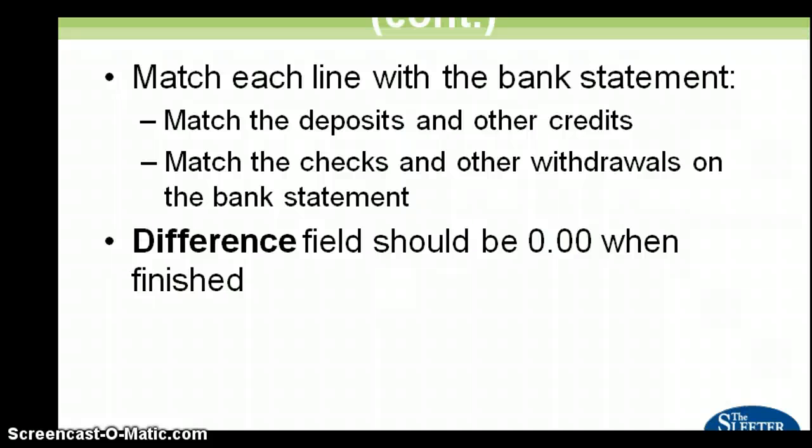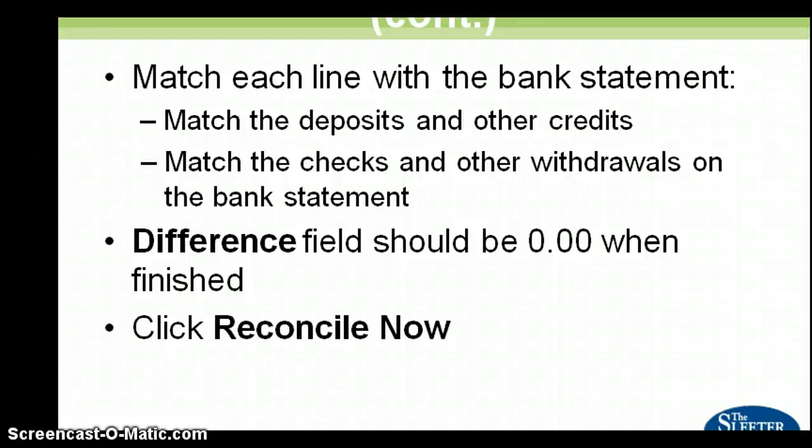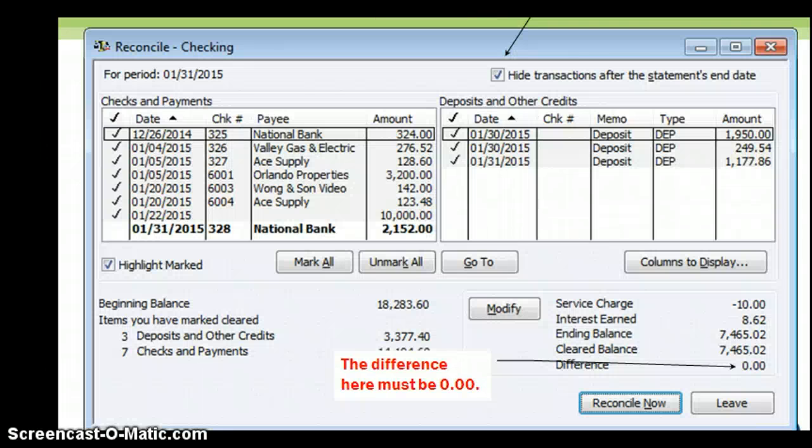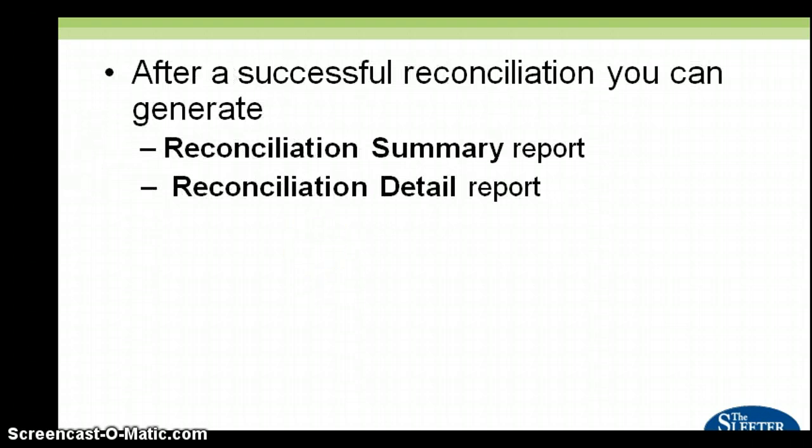At the end of the day, you should have a zero balance. On one side of the reconciliation page is going to be the checks, and the other side is going to be the deposits or other credits. If you look at the bottom half of the page, you also have to manually put in your service charges if you have any, and interest earned if you have any. Once you've cleared each one of these transactions by clicking them, you should come down to a zero balance. And once you've done that, you can click on Reconcile Now.